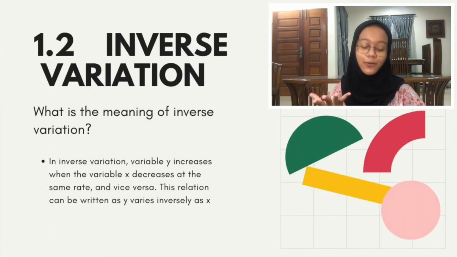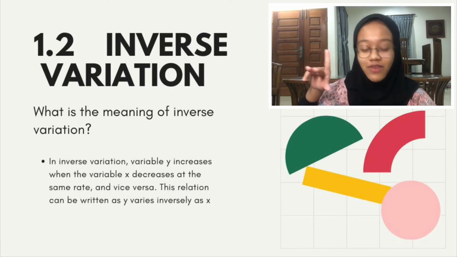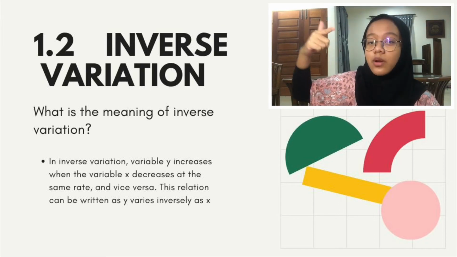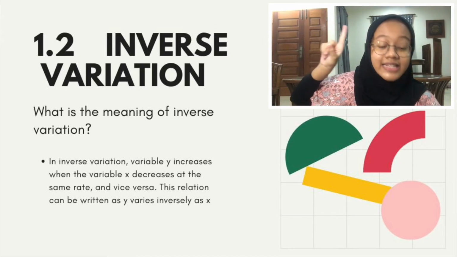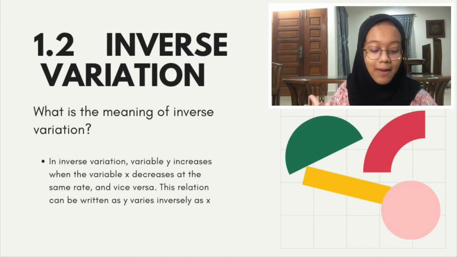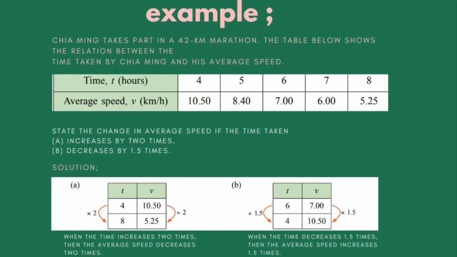Next, we are going to learn about inverse variation. So what is the meaning of inverse variation? In inverse variation, when variable y increases, x will decrease at the same rate, and vice versa. This relation can be written as y varies inversely as x. Now we are going to look at an inverse variation example question.